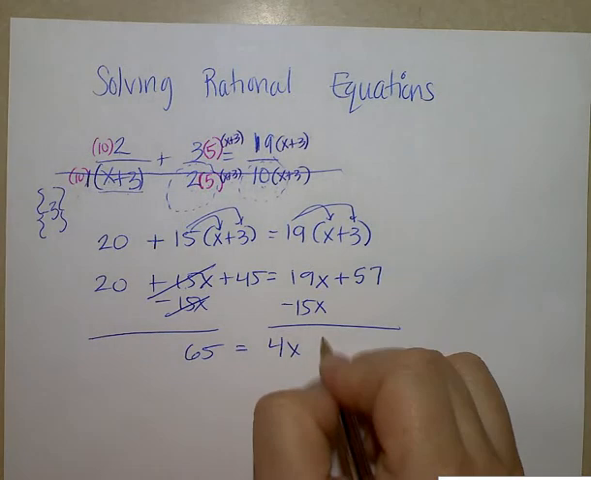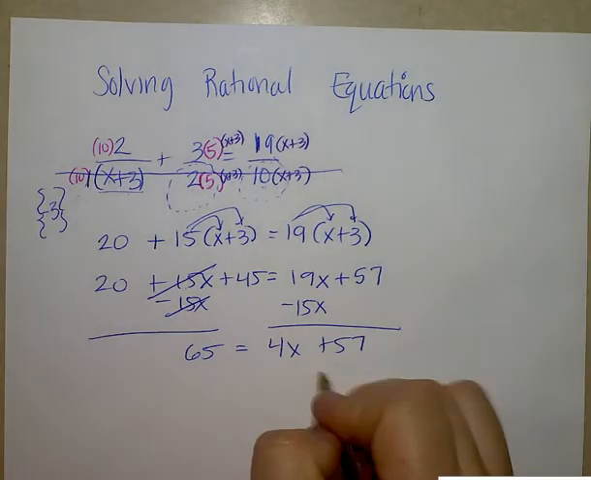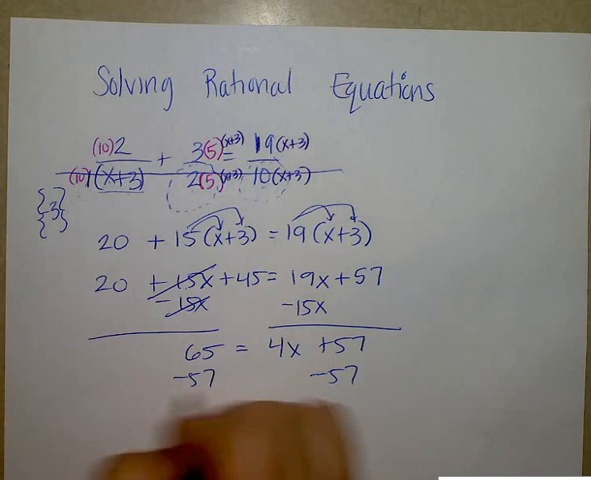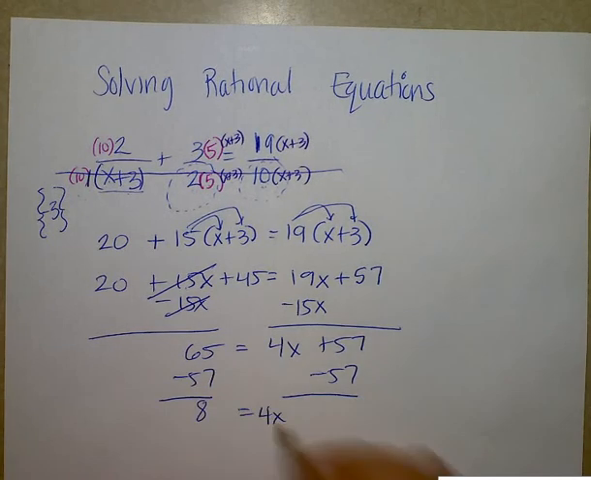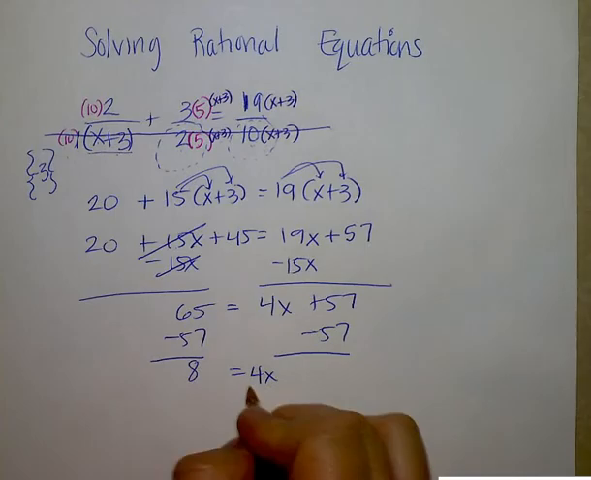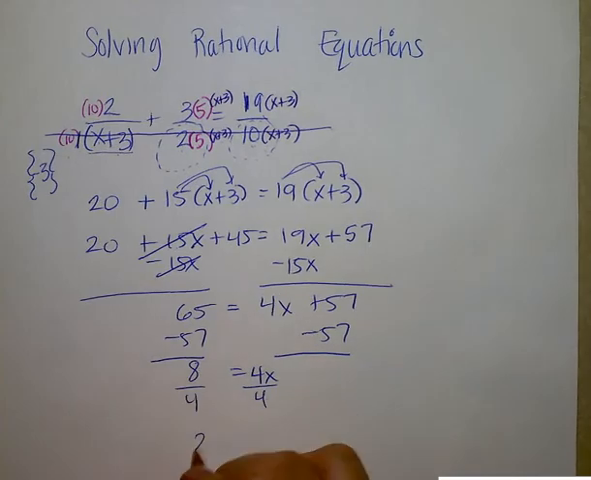And then I'm going to subtract the 57 and I come up with 8. And the final step will be to divide by 4, and x equals 2.